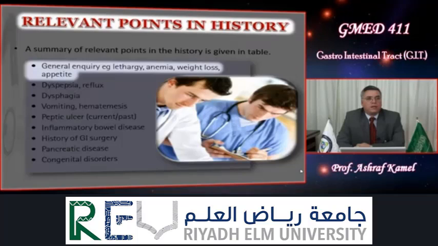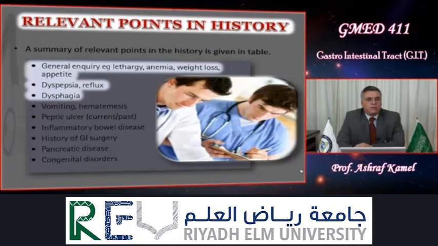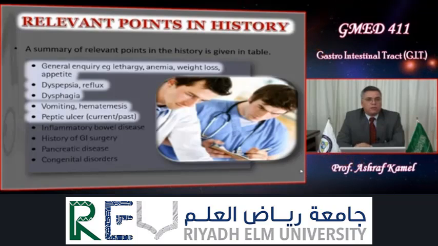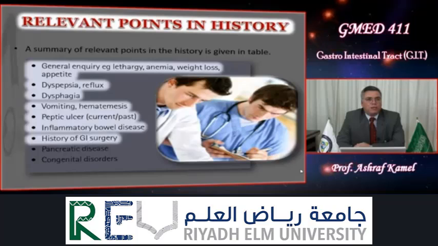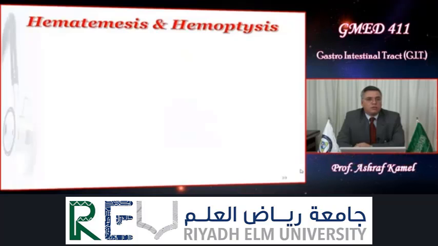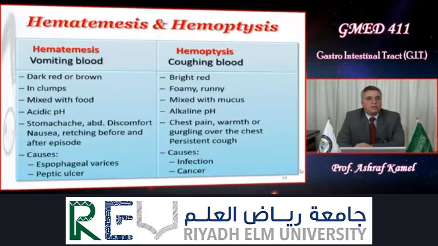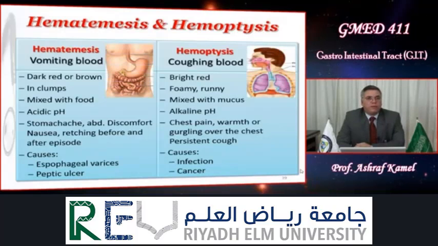Relevant points in the history. First, we ask about general symptoms like lethargy, anemia, weight loss, and the appetite. And in anemia, we ask about the manifestations of anemia, like lack of concentration, like dizziness, and so on. We ask about dyspepsia and reflux, dysphagia, vomiting and hematemesis, peptic ulcer, whether current or in the past, inflammatory bowel disease, history of gastrointestinal surgery, pancreatic disease, congenital disorders, hematemesis and hemoptysis, and we have a table comparing between them.